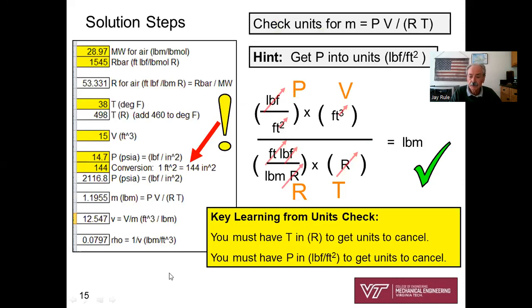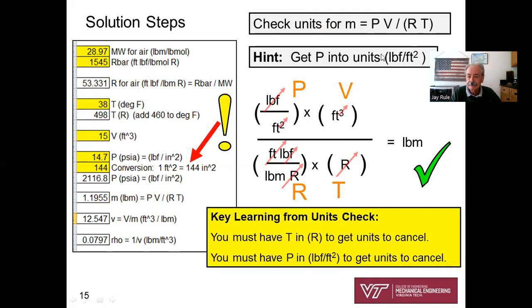All right, let's go through the solution. Let's check units first. And I've got a hint. So instead of going through and seeing we've got a blunder, the hint is to get pressure into units of pounds force per square foot first. That's my hint, just for a little time savings.